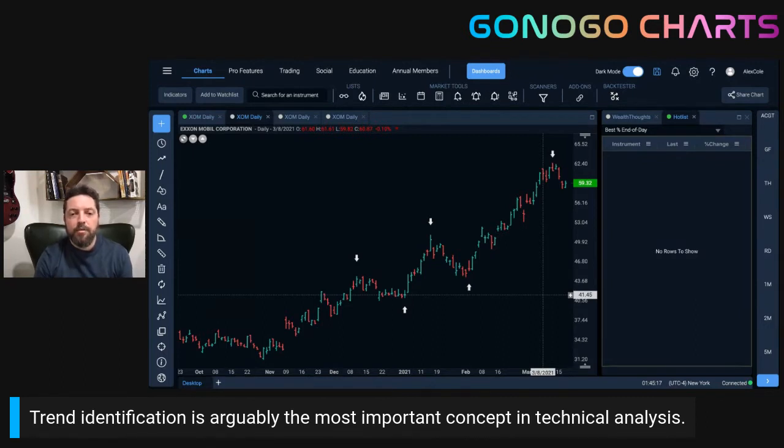Now, it's unreasonable for us to expect that price will move in a straight line. But it is reasonable to expect that the highs and the lows will move in the same direction when in a trend. So in an uptrend, you'll expect to see higher highs and higher lows. And I've highlighted these with white arrows here on the chart. So already we can get a sense that this is in an uptrend.